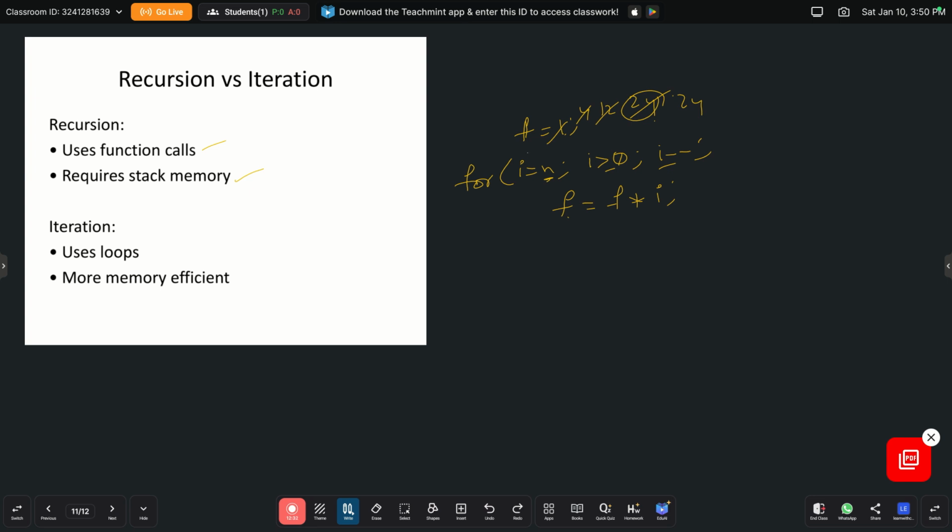What is the f value now? f has the value 24, which is nothing but the factorial of 4. So here it is a simple loop where we iterate n times. There is no usage of the internal stack. That is the advantage of loops. But why do we require recursion even though it is complex? It is very readable, and some problems we can solve only by using recursion, such as divide and conquer problems. Okay, hope you understand the concept.